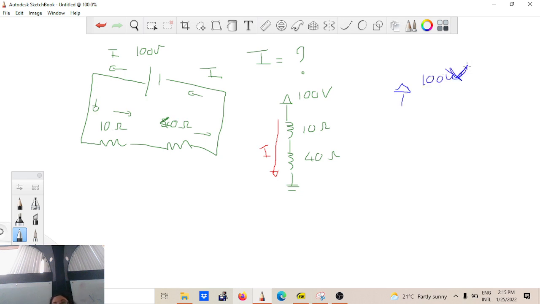So what we do is replace those two loads by one. What do you think the resistance should be? 50. Does it make sense? It's like you have 10 zigzag and then 40 zigzag, so you replace that by a big zigzag. That load will be 50.